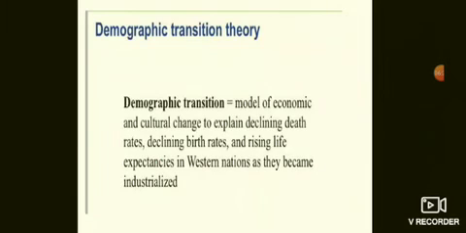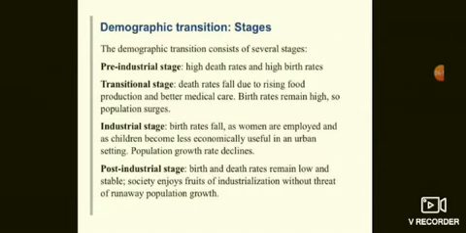Now the next is demographic transition, or the demographic transition theory. It is a model of economic and cultural change to explain declining death rates, declining birth rates, and rising life expectancy in Western nations as they became industrialized. We can say the demographic transition involves four stages. One is high birth rate but fluctuating death rate. Second is continued high birth rate but declining death rate. Third is declining birth rate and death rate. And the last one is low death rate but fluctuating birth rate.